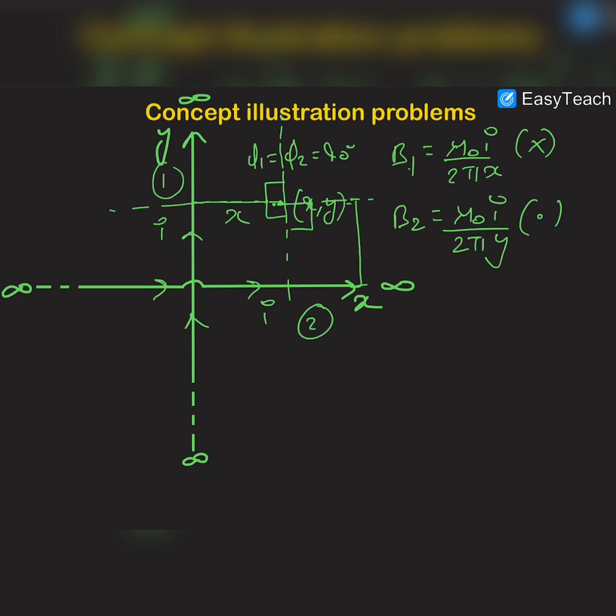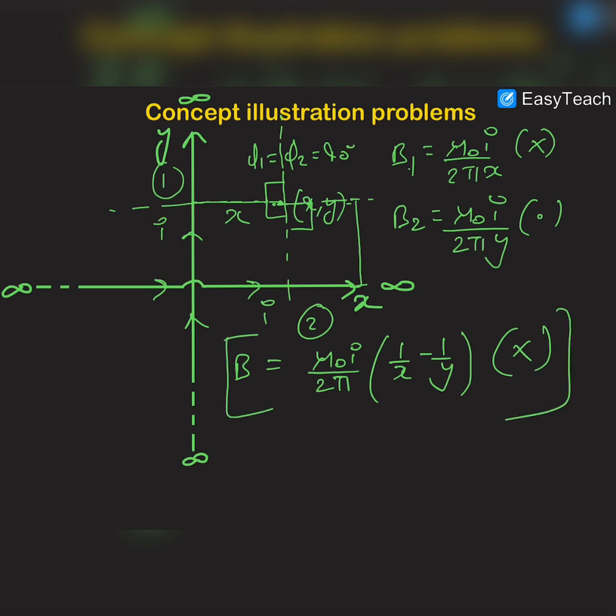Depending on whether x is greater or y is greater, the net magnetic field will have its net direction. But let us imagine that x is less than y, and therefore B1 is greater than B2. So the net magnetic field is mu naught I upon 2 pi (1 upon x minus 1 upon y), and the direction will be inside the plane of the paper, because I have assumed that the net magnetic field is due to the greater value of B1 and due to the less value of B2.